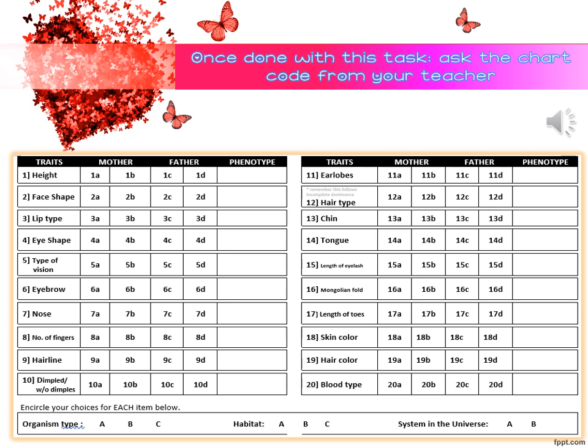So the illustration should show the phenotypes of the father, the mother, and the offspring phenotype. Now, where would you refer to the mother's phenotype? Look at the mother's code. You encircled 1A, so the height of the mother must be tall. And you encircled 2A, so the face shape of the mother is going to be also square.